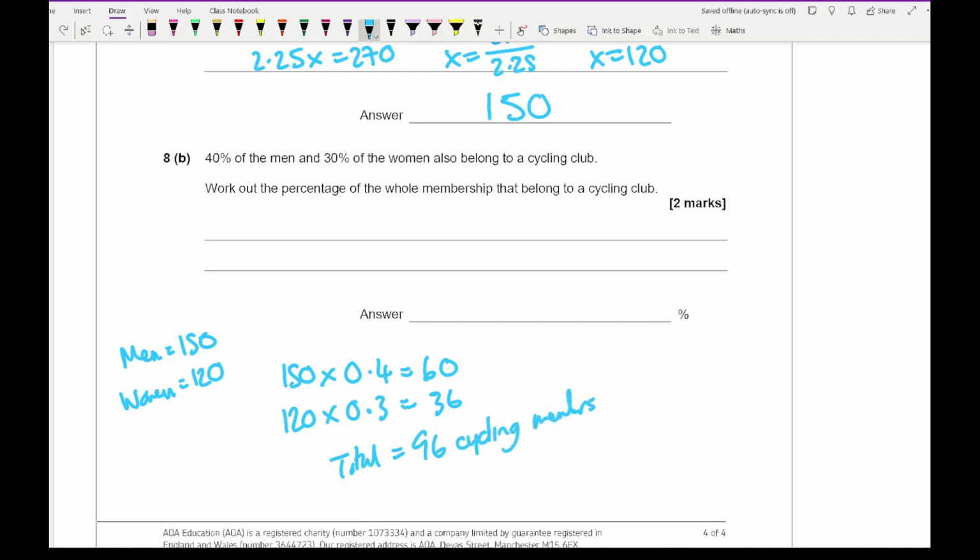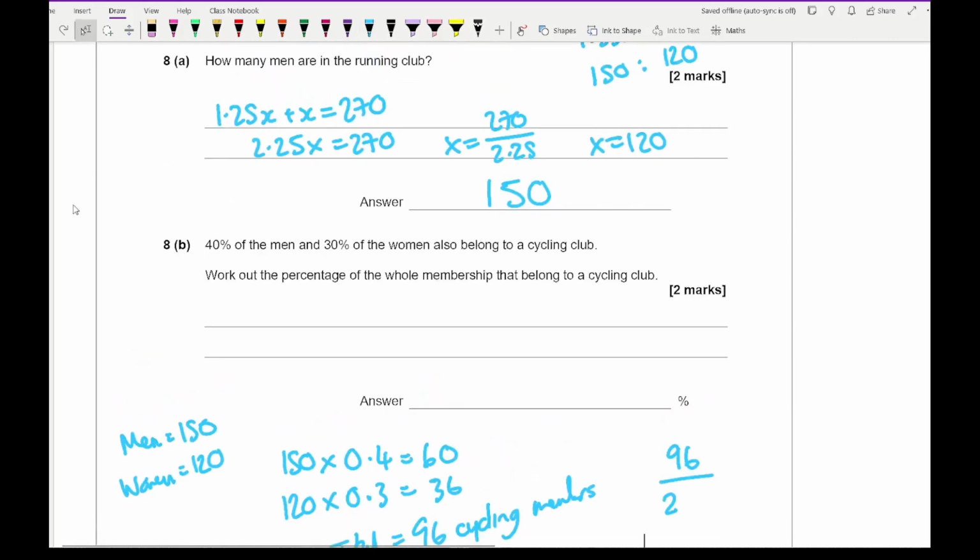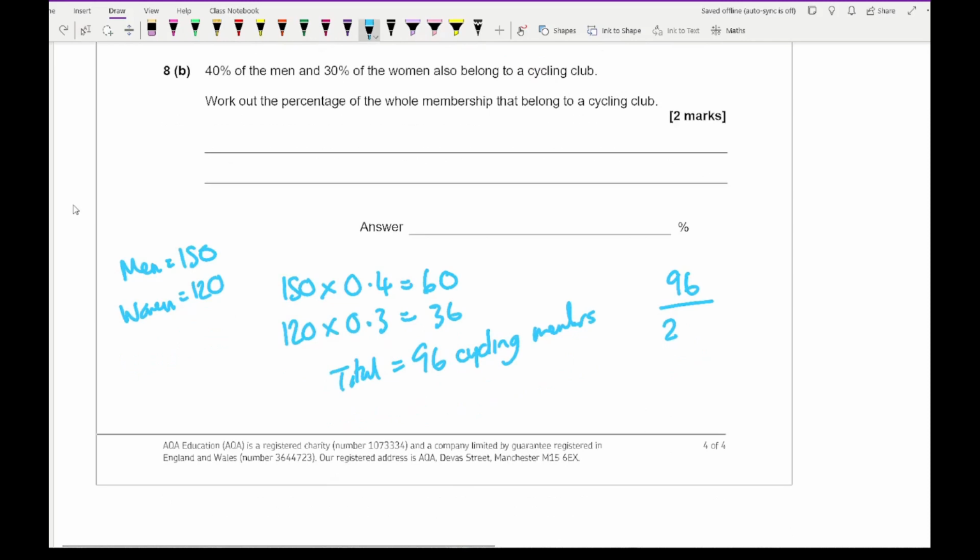So to work out the percentage, I'm going to do 96 divided by 270, because that's how many members there are altogether, and multiply that by 100. So 96 divided by 270 multiplied by 100 gives me an answer of around about 35.6%, and I would say there to 1 decimal place, and let's just write down 1 dp. There's my final answer, and that concludes this topic test on calculating with percentages.